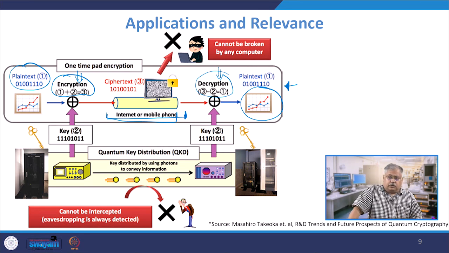Now the key distribution between the encryptor and decryptor is done by a photon, and at the photon level, if you want to actually check the state, the photon state changes drastically, and therefore you will never be able to get the key with you.